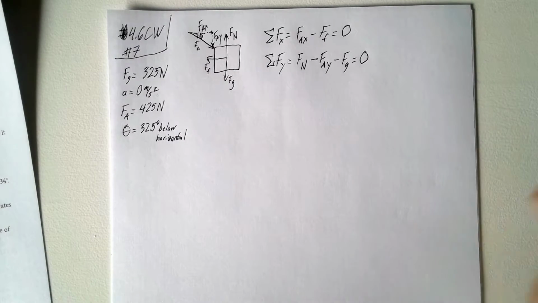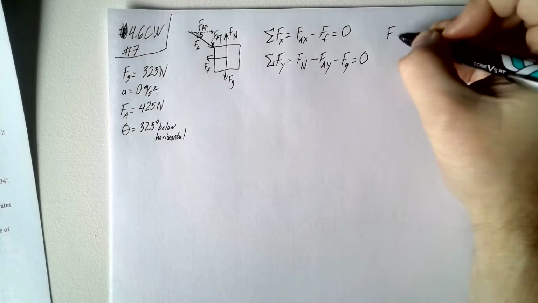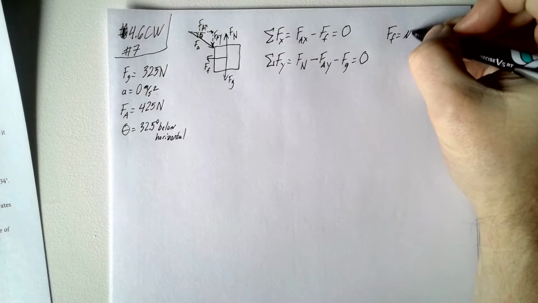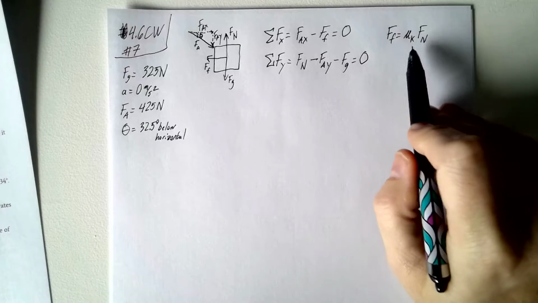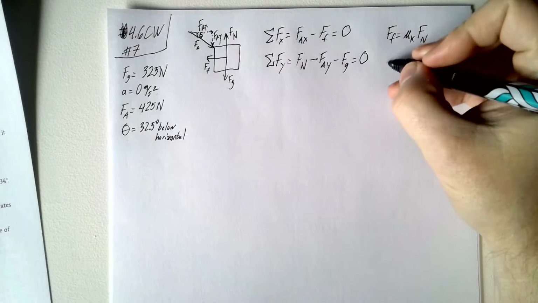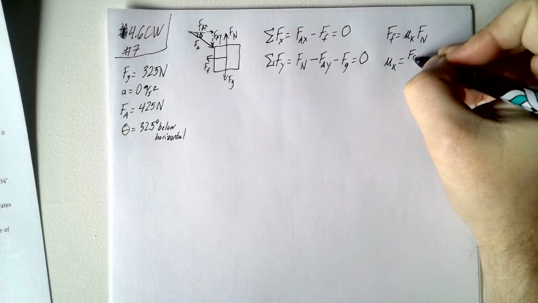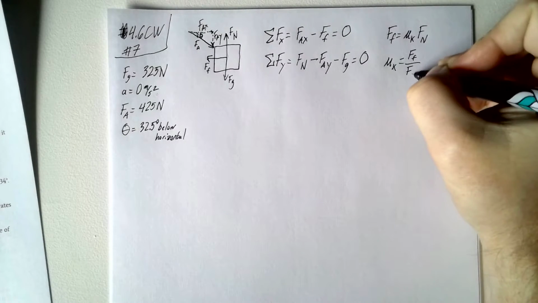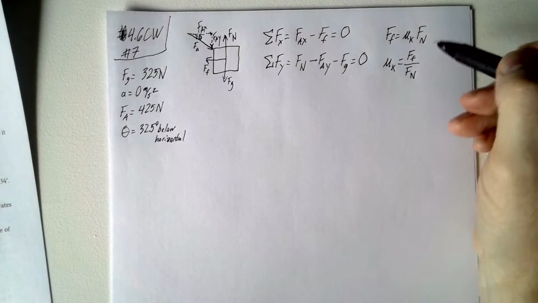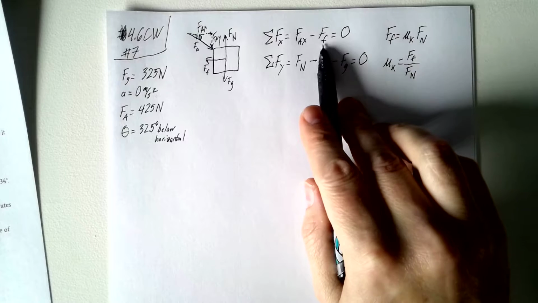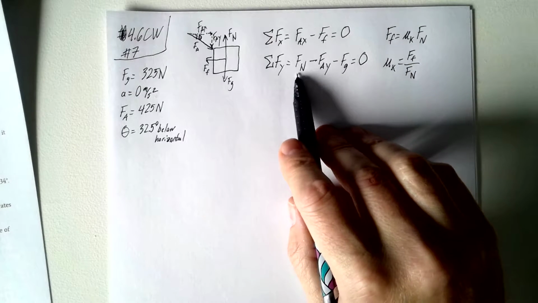Alright, so we want to find the coefficient of kinetic friction. We know one equation that deals with that. So our frictional force equals mu k Fn. To solve for this variable, we have to know our frictional force and we have to know our normal force. In this case, we can solve this equation for F of F. We can solve this equation for F sub n.